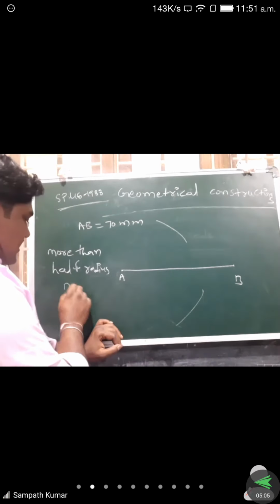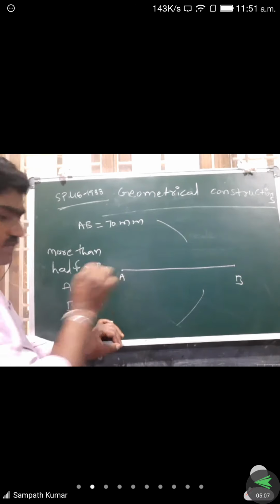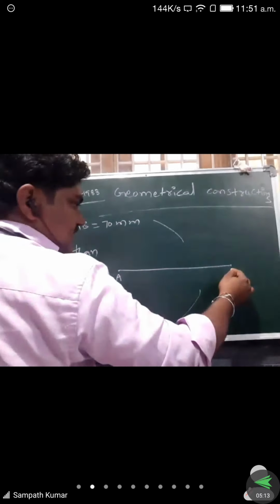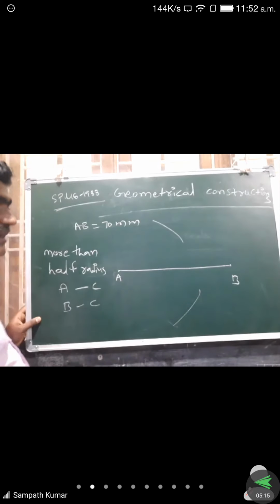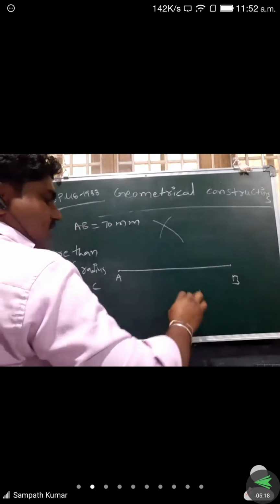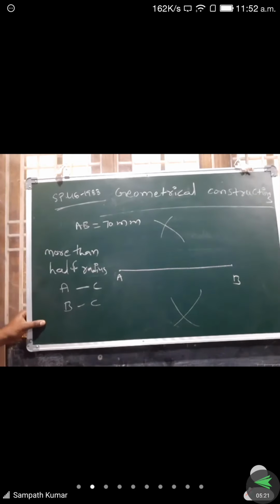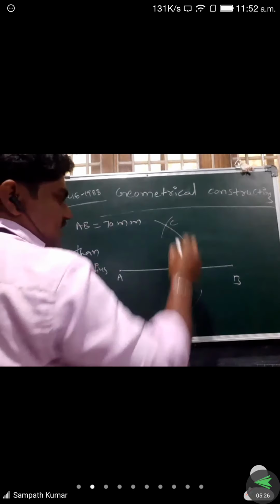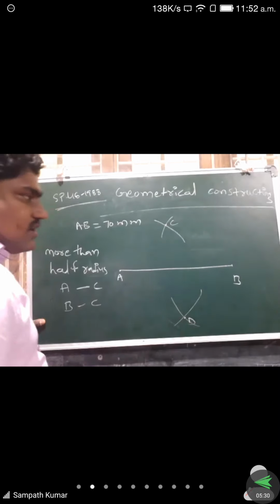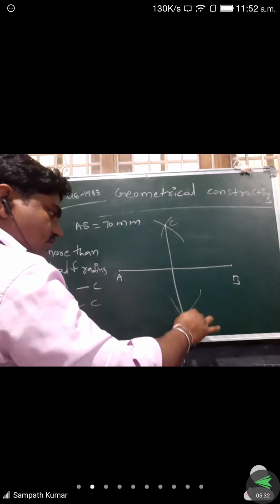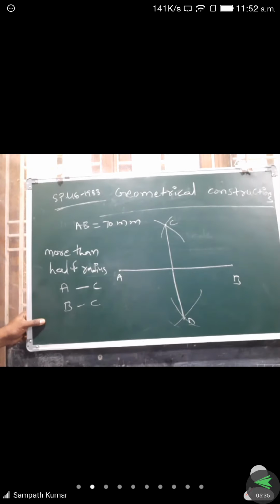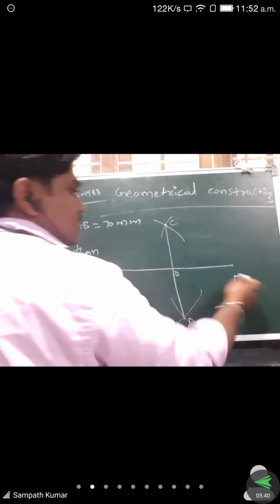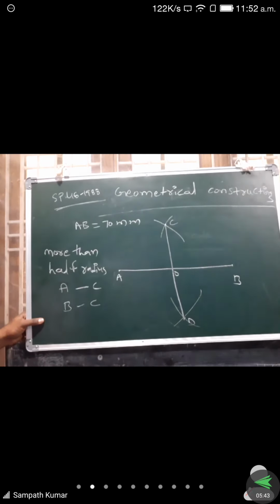Again, the first center is A, second center is B. Take B as a center with the same more than half radius. Then we have to intersect these two arcs. Then this point is C and this point is D. Then we have to join C and D. We can bisect the line AB. That is equal points. AO is equal to BO. This is the line bisecting.